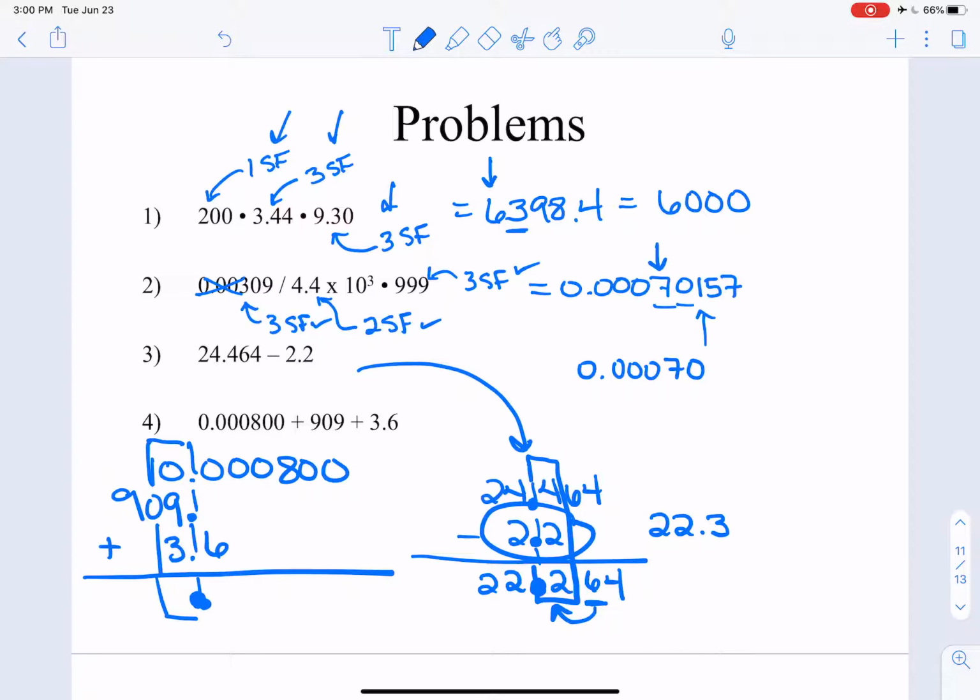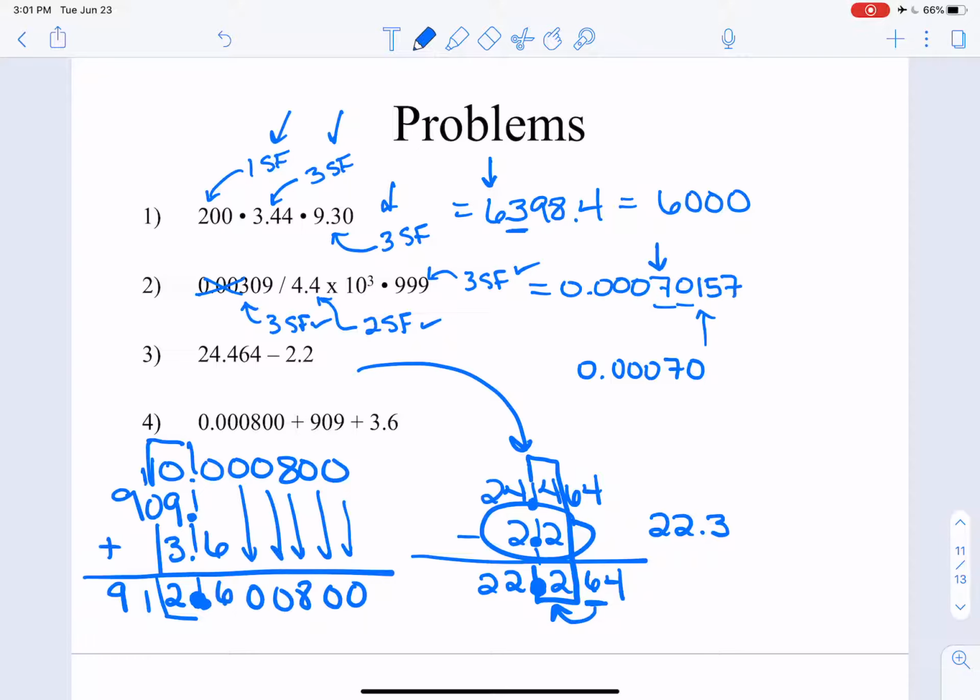Now, if we do all of the addition on this one, what we'll get is 0.00800. Okay, so this is here, here, here, here, here, and then we add the 0 and the 6. So we get 6 there, and then 9 plus 3 is 12. Carry the 1, and then we've got the 1 down there. And we've got 912.600800.